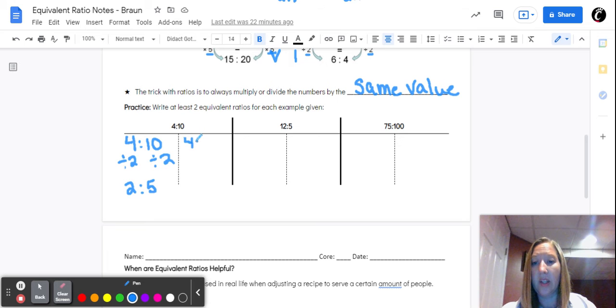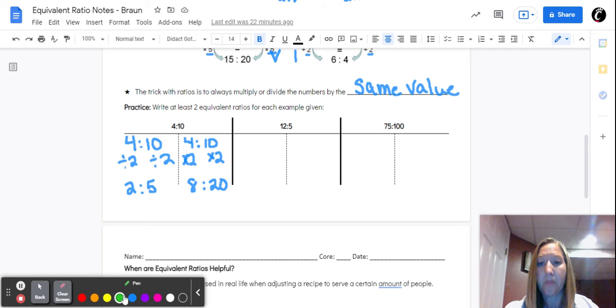Now, I can look at 4/10 again, and this time, maybe I want to multiply by 2. So now, instead of dividing, I'm going to multiply both numbers in my ratio by 2. 4 times 2 is 8. 10 times 2 is 20. So another equivalent ratio is 8 to 20.